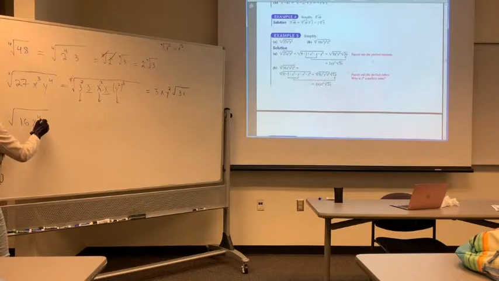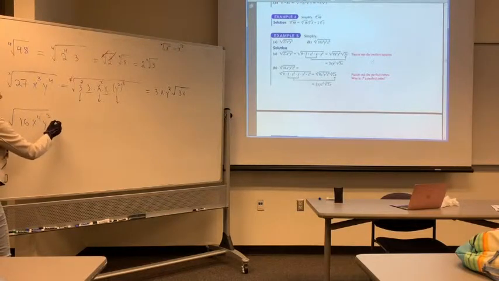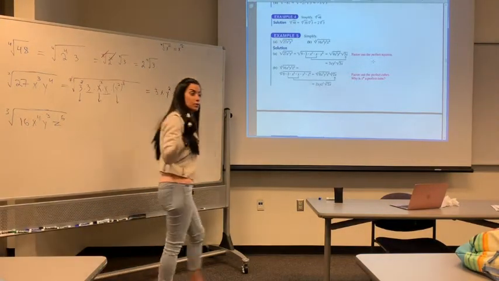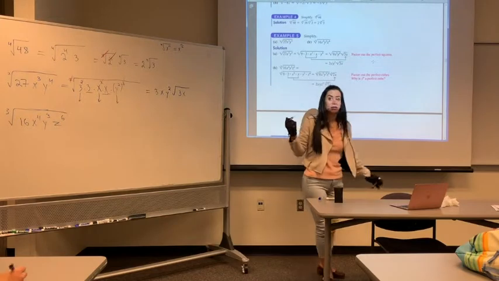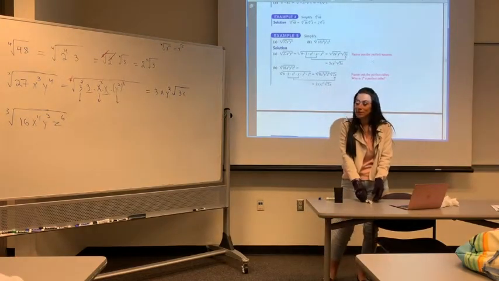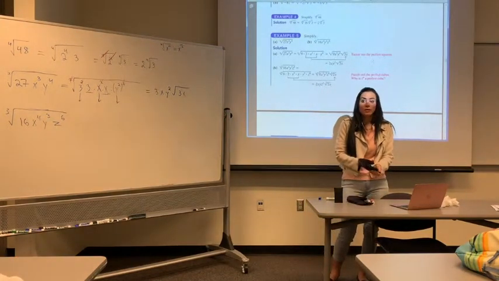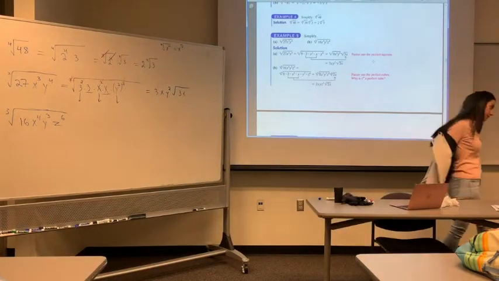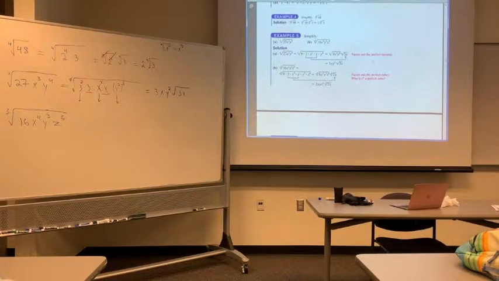x power 4, y power 3, z power 6. Okay, let's see if you can do it on your own. So we are interested in power 3 to cancel that with the index of the radical, bring them out, and whatever you cannot cancel remains inside the radical.